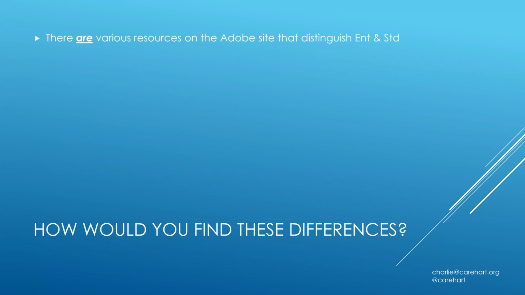So how would you find all these differences? Well, there are various resources out there that do make these distinctions. Perhaps the most important one is the buying guide. And there's different things that have buying guide in their name.